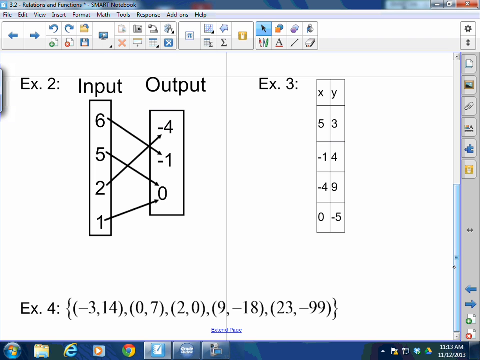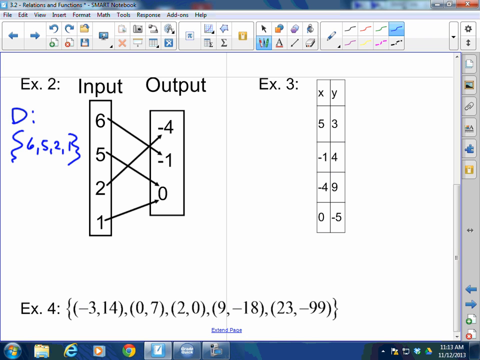What's the domain here? Here, it's not in a graph, so you can actually list the domain. What are the domain values here? 6, 5, 2, and 1. That's simple. My input is the independent, that's the x value. That's the domain.